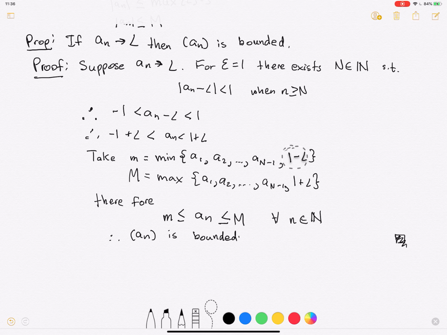So 1 minus L is the minimum of a_n for all n greater than big N, and 1 plus L is the maximum for all n greater than or equal to N. So now we have these finite elements, a_1 up to a_(N minus 1), going to 1 plus L, so we take that max, and same, we can take that min. So we needed that because we can't take mins and maxes of infinite sets. And then we concluded that it was bounded for all n in N. So the set is bounded, so the sequence is bounded.